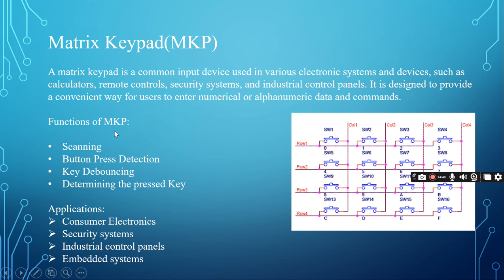There are different functions in the matrix keypad. Those are scanning, button press, key detection, key debouncing, and determining the pressed key. These are the functions of the matrix keypad, and the applications: consumer electronics, security systems, industrial control panels, and embedded systems are the different applications for the matrix keypad.